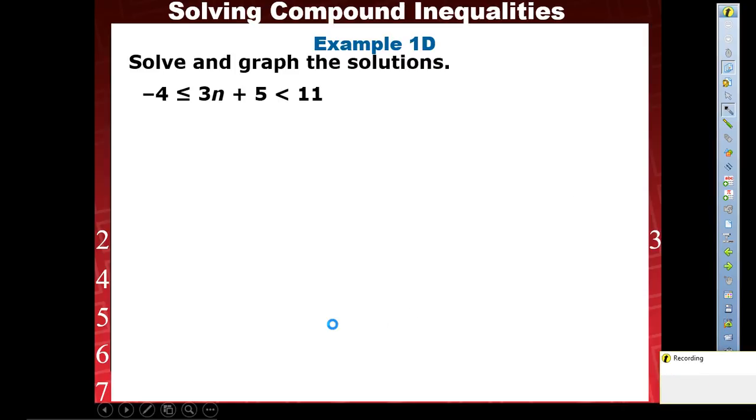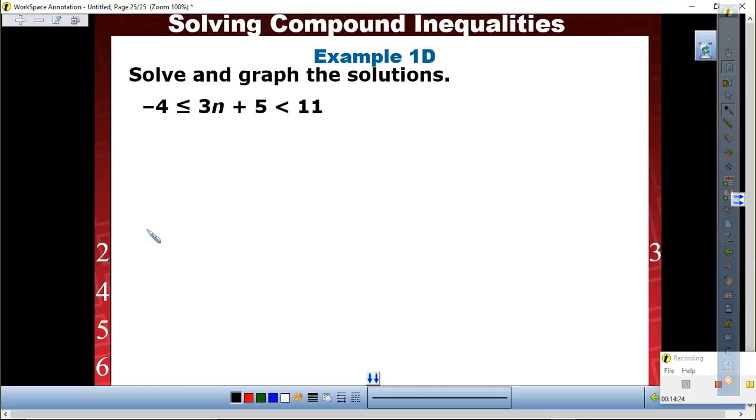Tanya, what did you get for your solution set? Solution set of all n such that negative 3 is less than or equal to n, less than 2. Hands, have you got that? Looks about right.